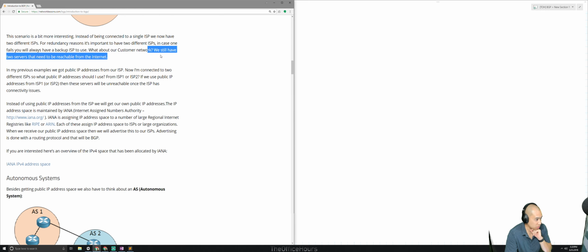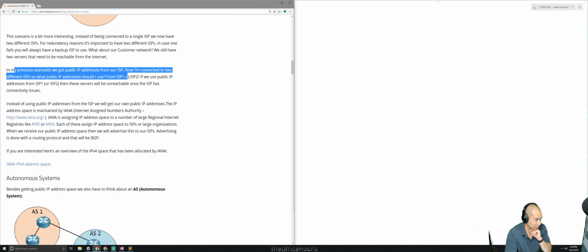We still have two servers that need to be reachable from the internet. In my previous example, we got the public IP address from our ISP. Now I'm connected to two different ISPs, so what public IP addresses should they use, from ISP1 or ISP2? If we use public IP addresses from ISP1 or ISP2, then these servers will be unreachable once the ISP has connectivity issues.